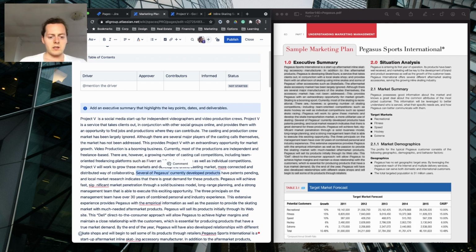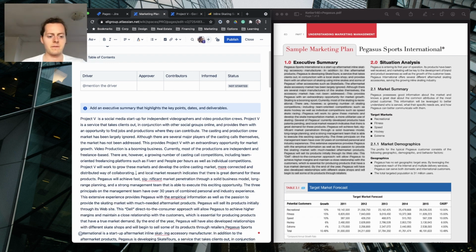Several of the developed products have patents pending. Local market research indicates that there is a great demand for these services. Project V will achieve fast, significant market penetration through a solid business model, long-range planning, and a strong management team that is able to execute this exciting opportunity.